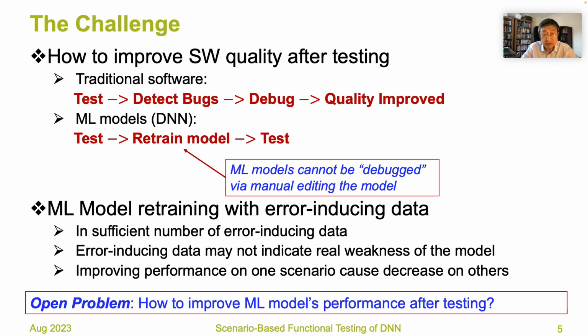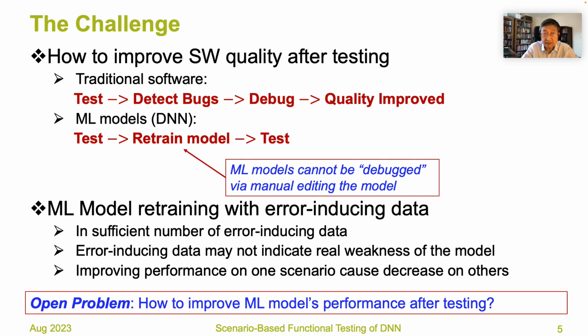What is important for the testing is we want to use the test result to improve software quality. In traditional software engineering, test results are used to debug. Once the bug is removed, the quality of the software is improved. However, for machine learning applications, after testing, we have to retrain the model and see if it is improved.